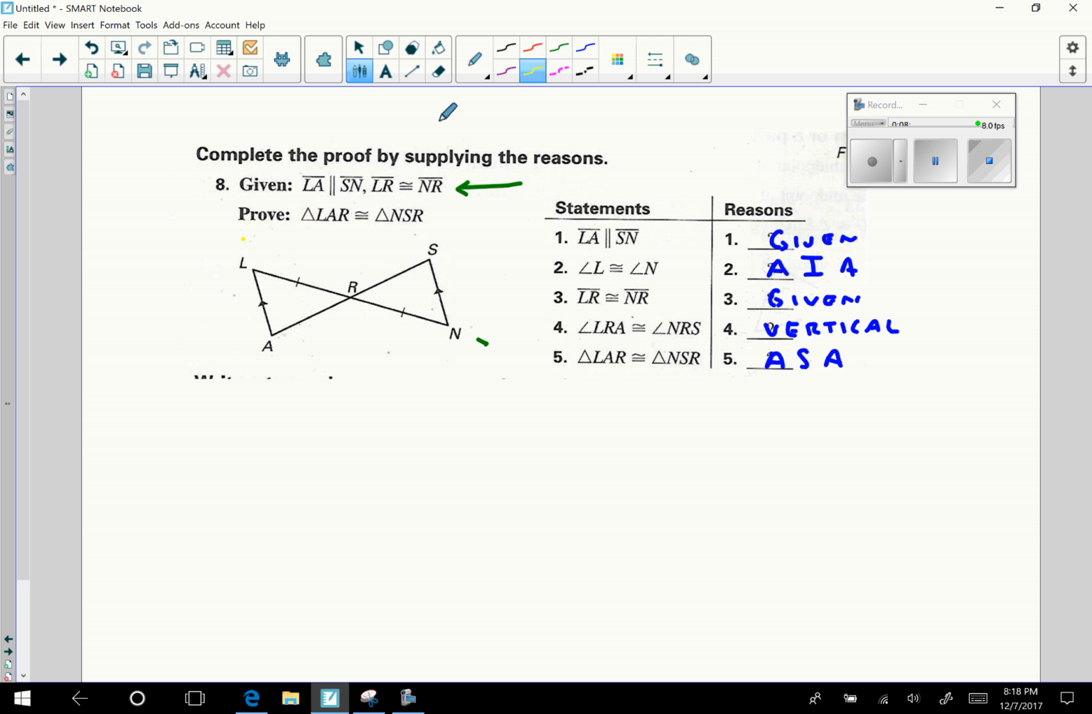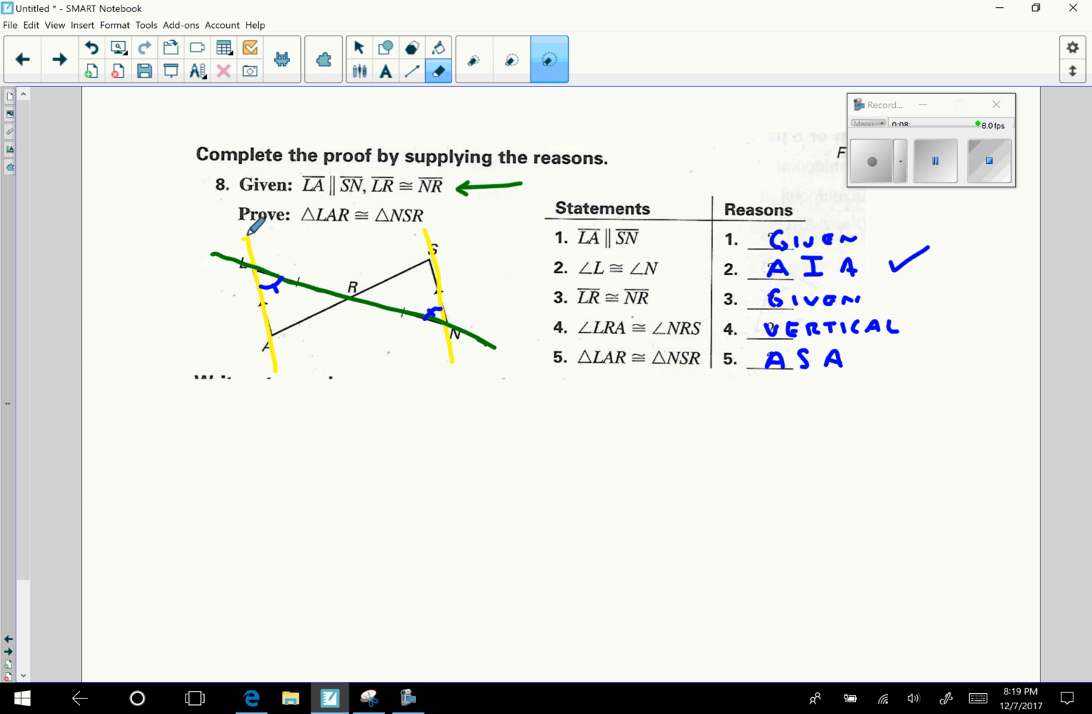So if you see this, it's a good idea maybe to extend, go back in time and look at those lines that are parallel cut by a transversal. What angles do I know are congruent? Well, I know this angle is congruent to this angle because of alternate interior angles. Sometimes that's hard to see. That's why I like to extend those lines, create the transversal, and then I can really see those alternate interior angles.